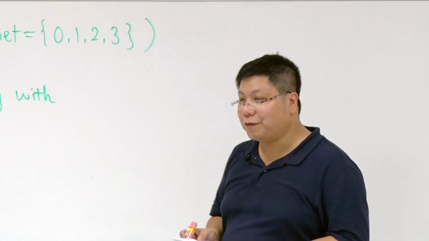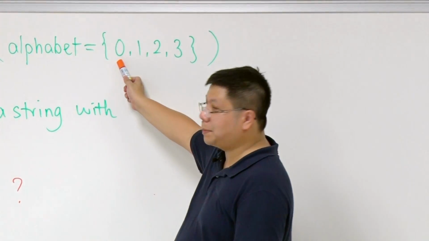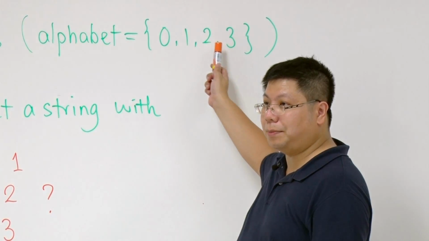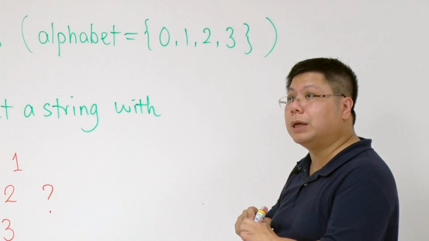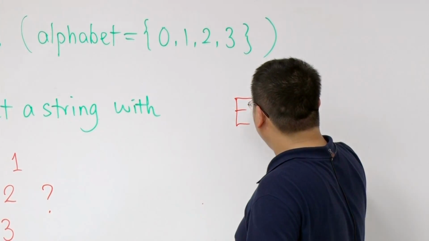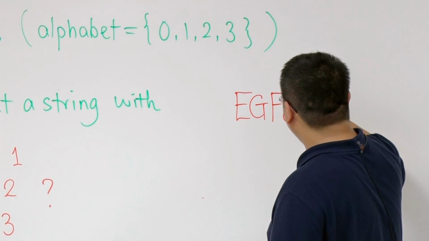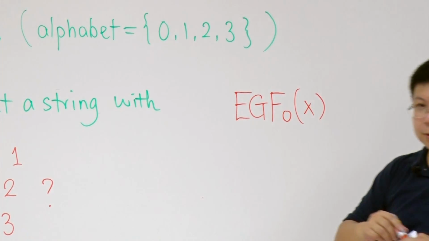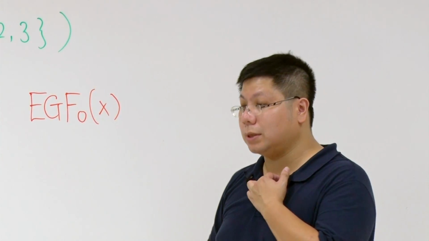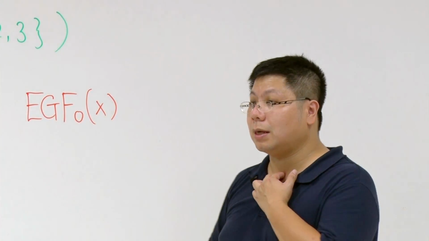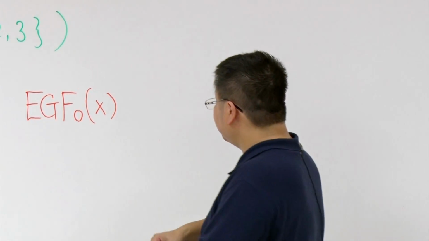Okay, so let me tell you how we can solve this. We can imagine there are 4 types of objects: type 0, type 1, type 2, and type 3. And then we are going to create an EGF for each type. So let's do the EGF for 0. The EGF for 0 means how many ways I can choose 0 zeros, how many ways I can choose 1 zero, how many ways I can choose 2 zeros, and so on and so forth, in all the cases.